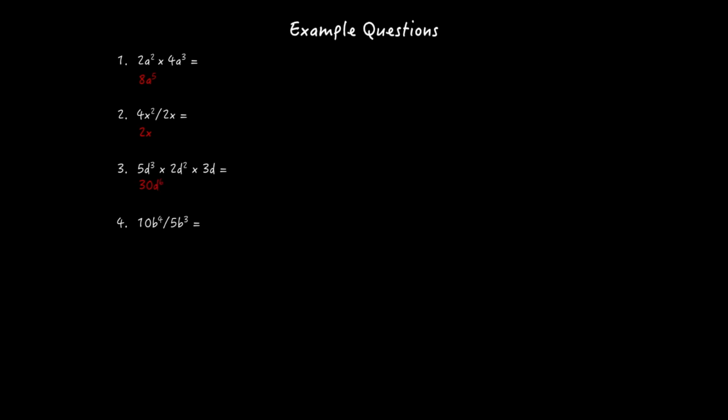Question 4 says 10b to the power of 4 divided by 5b cubed. Again, to simplify this equation, we divide the numbers and then subtract the indices. We eventually get an answer of 2b.